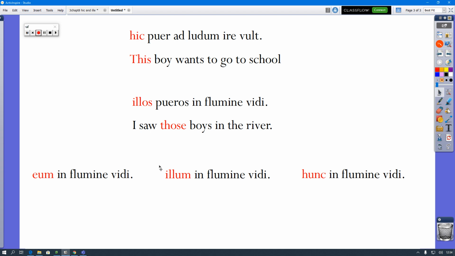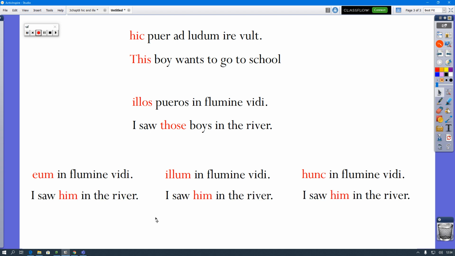Finally, we can see how ille and hic both behave like is, ea, id did when it doesn't agree with a noun, when it doesn't have a noun with it. When I had illos pueros in the second sentence, illos and pueros very obviously went together. In my middle sentence at the bottom, illum doesn't have a noun with which it goes, and so I would just translate it as him.